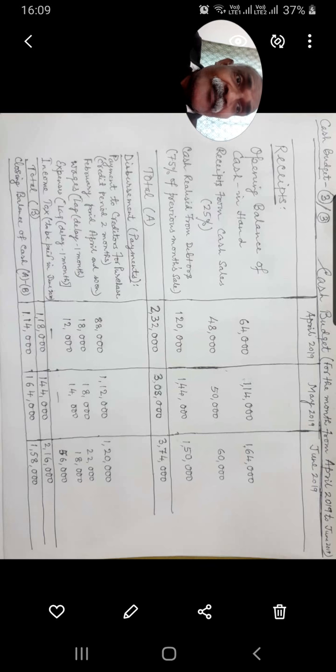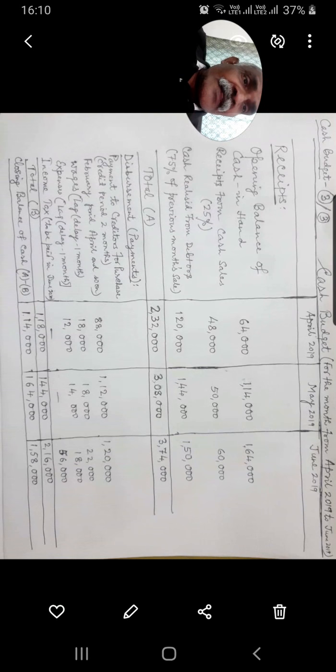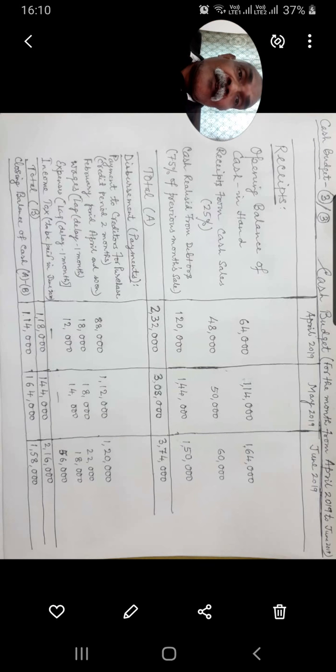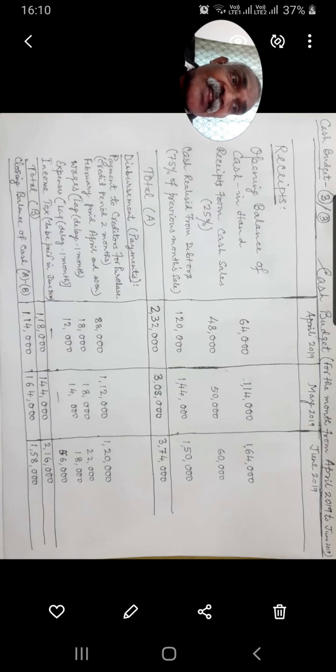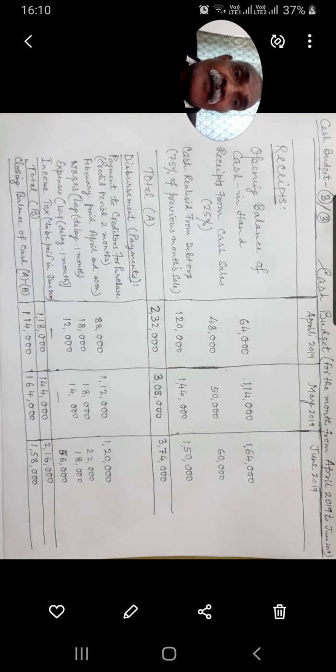Then cash receipts, cash sale is 25%. Then the month of May sale is how much? 2 lakhs. So 25% of 2 lakhs is how much? That is 50,000, your cash sale in the month of May. At the same time, the cash sale of the month of June is how much? Sales in the month of June is 2,40,000 total. So 25% of 2,40,000 is 60,000 rupees.